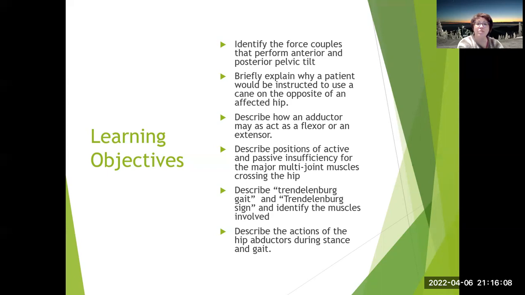I want you to be able to describe Trendelenburg gait and Trendelenburg sign and identify the muscles involved, and describe the actions of the hip adductors during stance and gait. This is super, super functionally important in the clinic. I like to say all muscles are important, but some are more important than others. Hip abductors are right up there. We're always working on hip abductors in the clinic, and knee extensors are the other ones. So quadriceps and glutes.